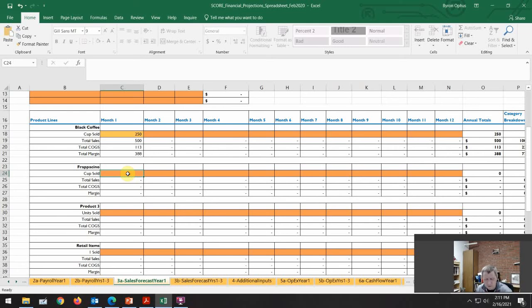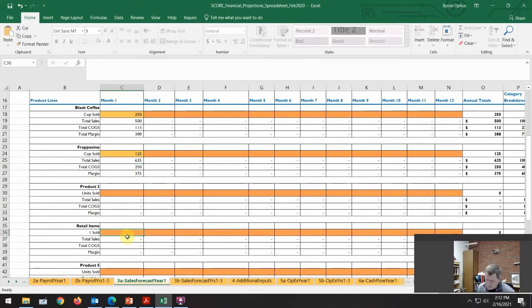And again, you might have to combine some of those. But my Frappuccinos, I might sell 5 of those a day, and again, the same, 25 days in a month, so I might sell about 125 of those per month, right? Okay. My retail items, probably not so much.